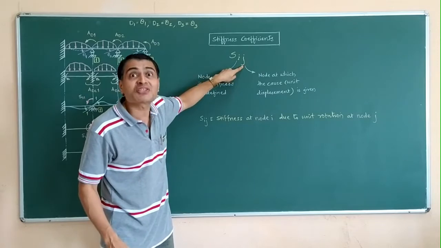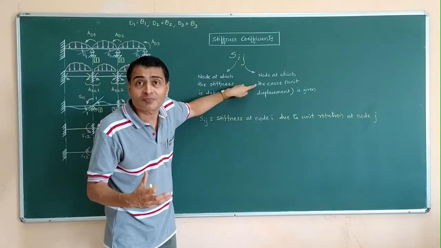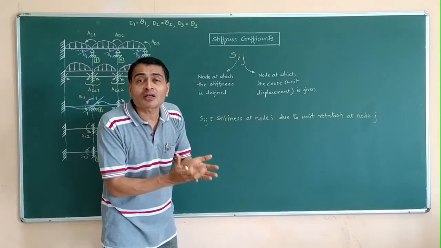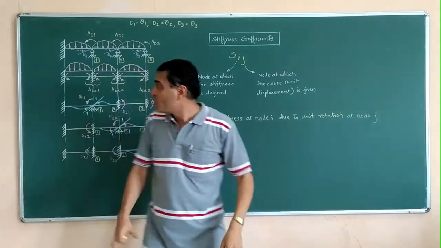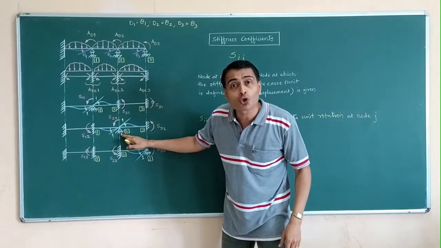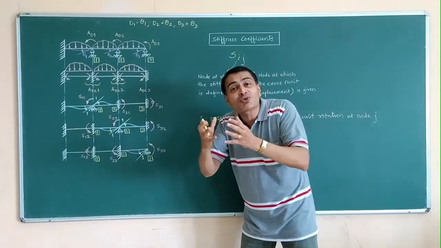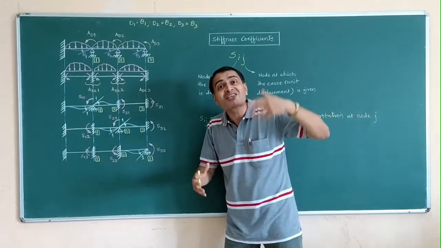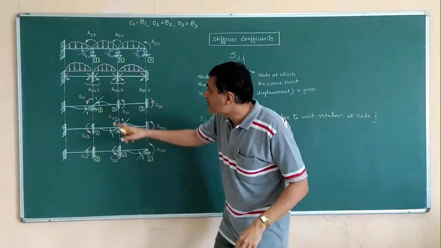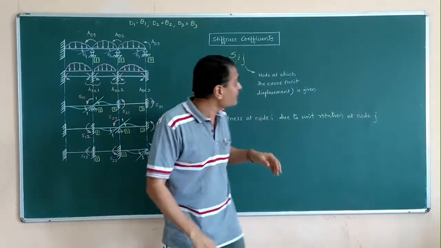And the second suffix J indicates the node at which the cause is applied. We are thinking of action corresponding to what? Corresponding to unit rotation. We are giving unit rotation at node 1, unit rotation at node 2, unit rotation at node 3. We are giving successively unit rotations, or as the case may be, unit translations. So that is the cause, and these are all the corresponding actions.